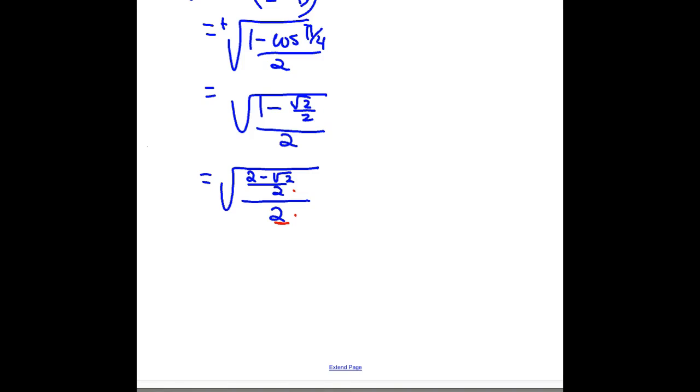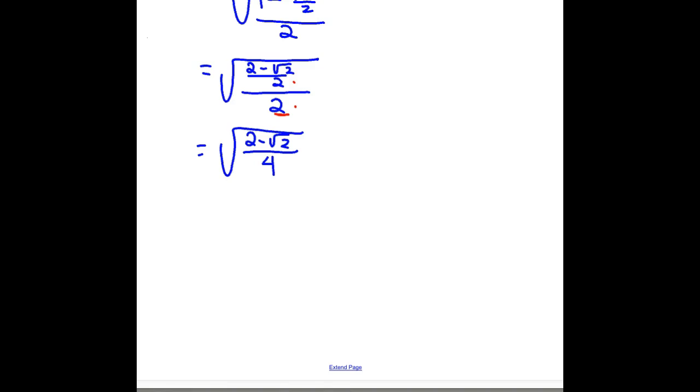Does that make sense? So what this simplifies to is 2 minus root 2, all over a 4, under a big square root. I divided by a 2 and I divided by another 2, so I really divided by 4. Can we take the square root of 4? So the last step here would be to clean that up a little bit more and say that the square root of 4 is going to come out as a plain 2. Notice it is not underneath the square root symbol anymore.